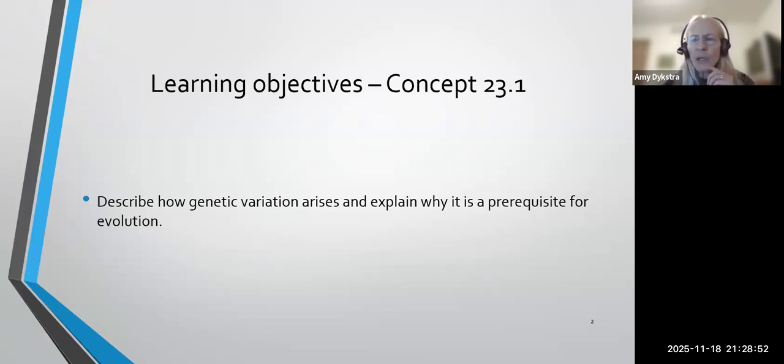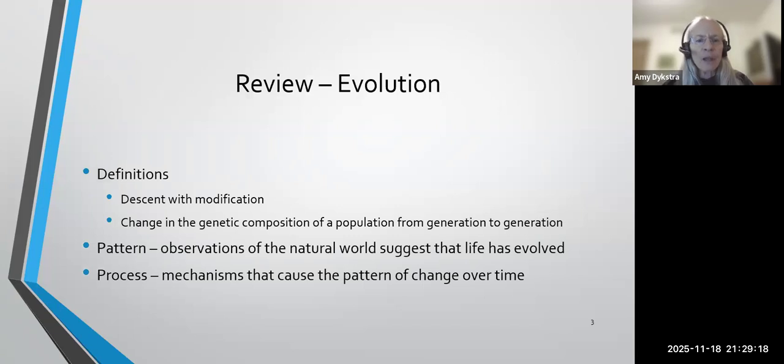We will focus in this video on Concept 23.1. And the big objective is to describe how genetic variation arises and explain why it is a prerequisite for evolution. I will likely put some more detailed learning objectives up before I post this video, but that's the big idea of where we're going today.